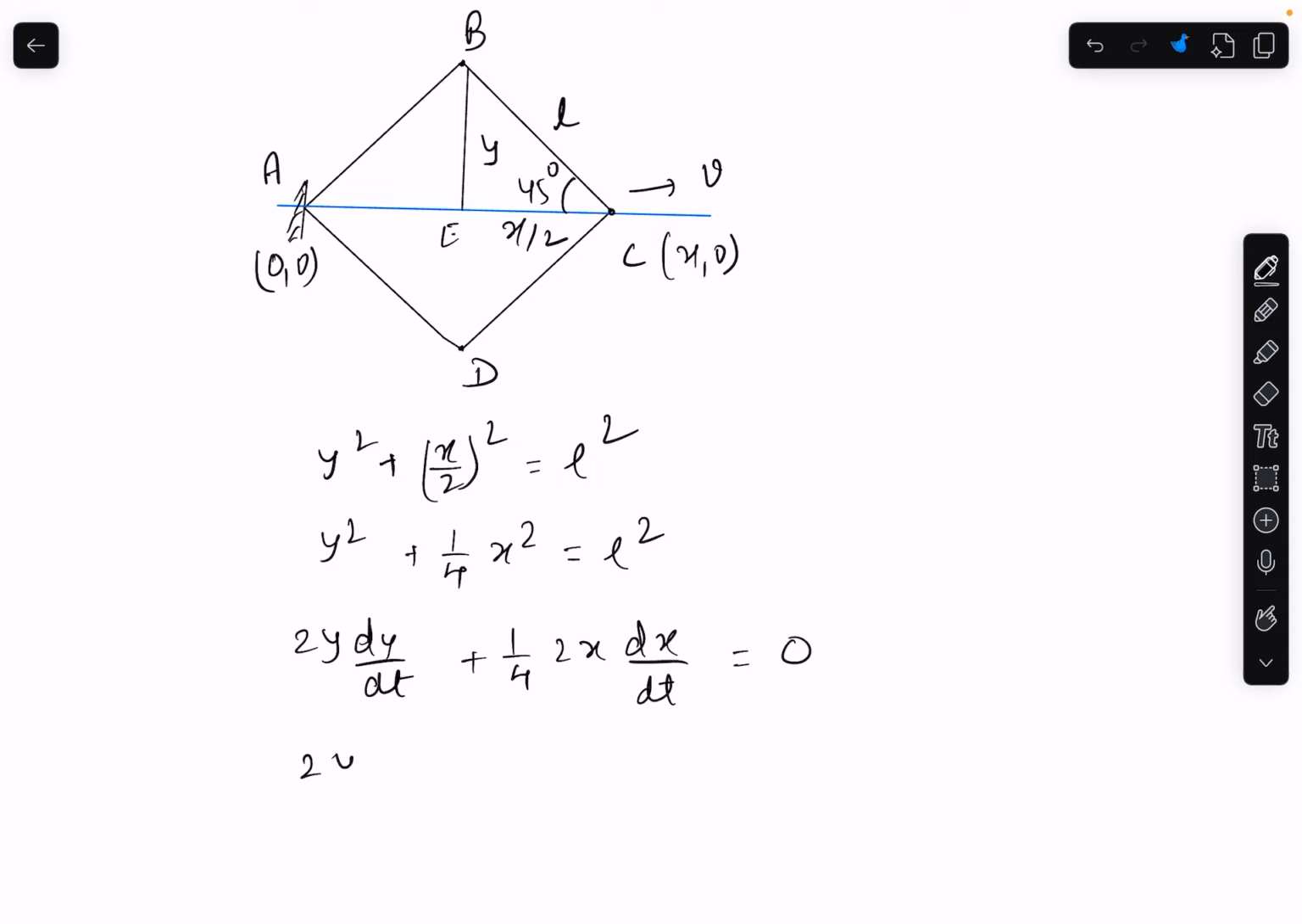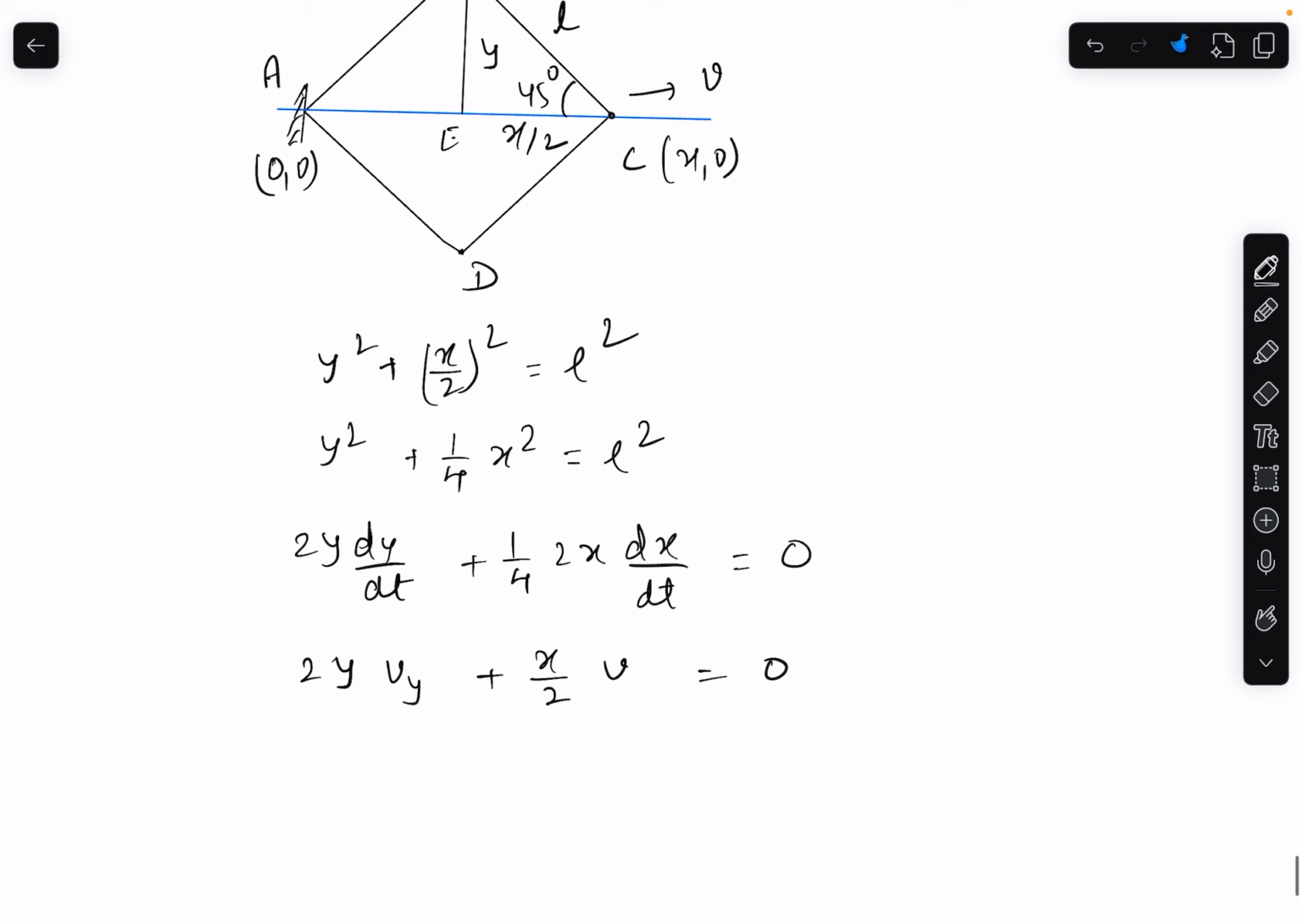So dy by dt will be the vertical velocity of B, the velocity with which it is approaching the x-axis. So let us take it as Vy. Plus this will be x by 2 and dx by dt will be V only. So this will be equal to 0. So we have from here Vy equal to negative of x times V upon 4 times y.